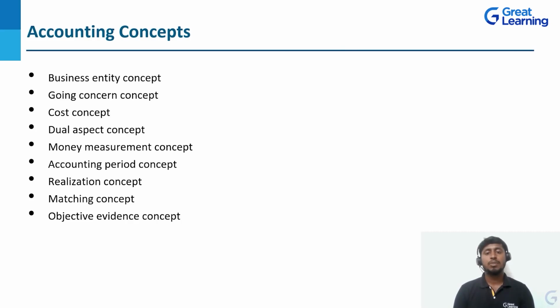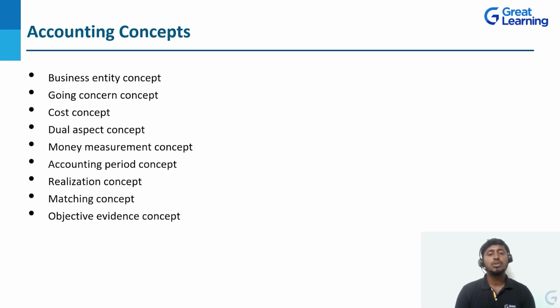Accounting period concept. Accounting period concept is nothing but all the books of accounts or all the companies, okay, they need to maintain in a systematic manner. That is 12 months. It starts from the 1st April of this year and ends with the next, that is 31st March of the next year. All the companies, they need to follow this accounting period concept only.